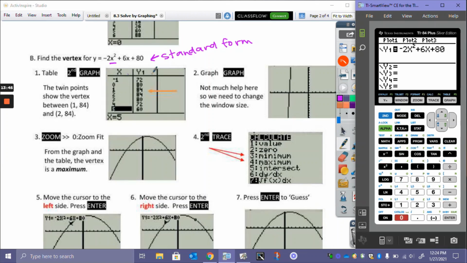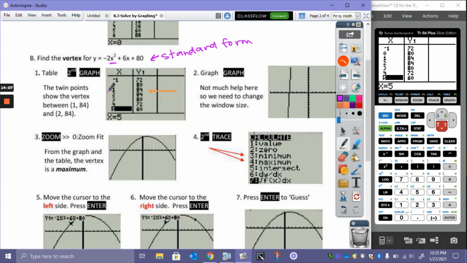Okay, and then these notes give you very detailed instructions of how to find this. So let's start by going to our table, second graph. And we've got our table. Now, let's make this look like what the screen is showing us on the page. So notice we've got 1 and 84 and 2 and 84. So we've got some twin points right here, 0 and 84. 1 and 84, 2 and 84, same as 0 and 80, 3 and 80. These are also twin points, right? So this is telling me that our vertex is going to lie somewhere between these twin points.